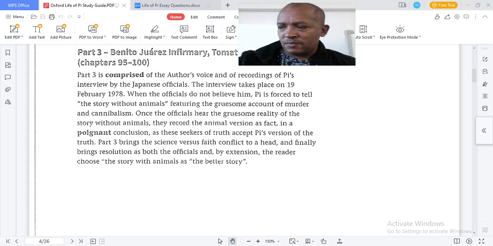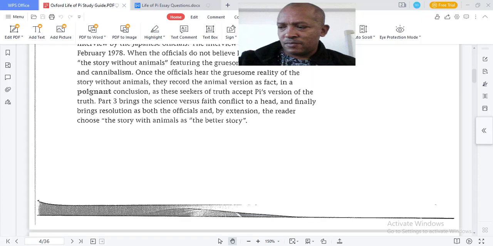So in other words, they're saying they don't believe the story with the animals. Okay, let me tell you the story, maybe the way you want to hear it, where I killed everyone around me, and I ate everyone. Once the officials hear the gruesome reality of the story without animals, they record the animal version as fact in a poignant conclusion, as these seekers of truth accept Pi's version of the truth.